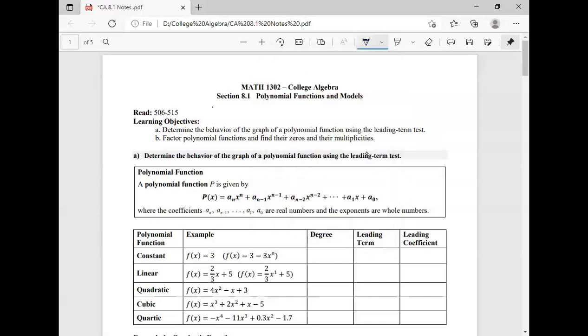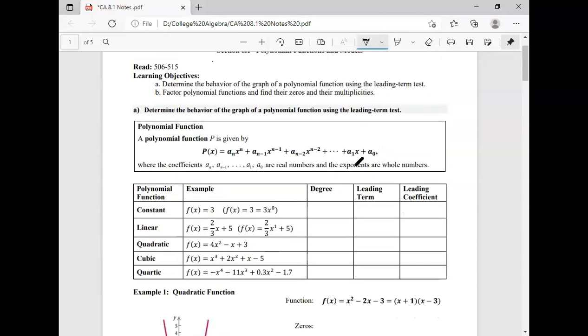We're going to determine the behavior of the graph of a polynomial function using the leading term test. Don't know what that is right now, but you will soon. Factor polynomial functions and find their zeros and their multiplicities. So all of these are examples of polynomial functions.